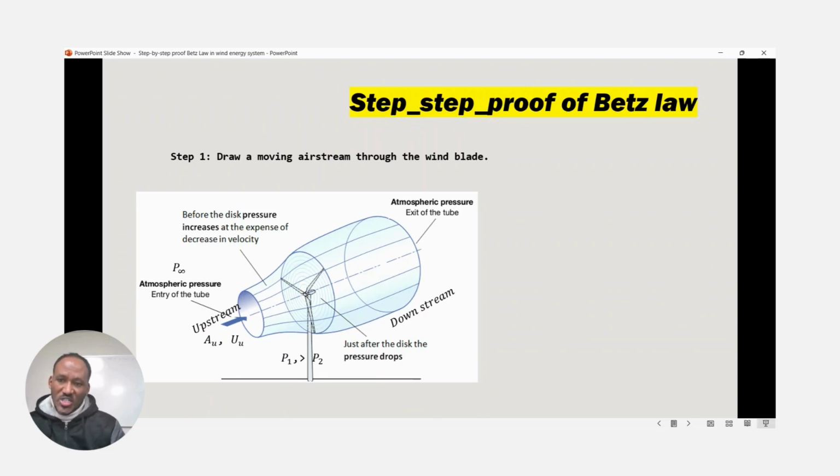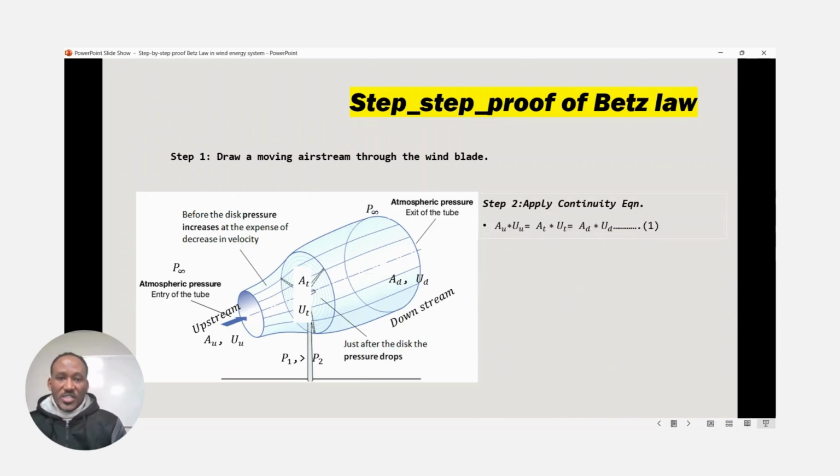P1 is pressure before disk or before turbine, and P2 is pressure after turbine. Then pressure 1 is always greater than pressure 2 because certain pressure is captured by the turbine and converted to mechanical energy. As a result, pressure 2 drops. So pressure 1 is always greater than pressure 2. And we have corresponding area or swept area of the turbine and the velocity of turbine. And as well, we have area of downstream and the velocity of downstream.